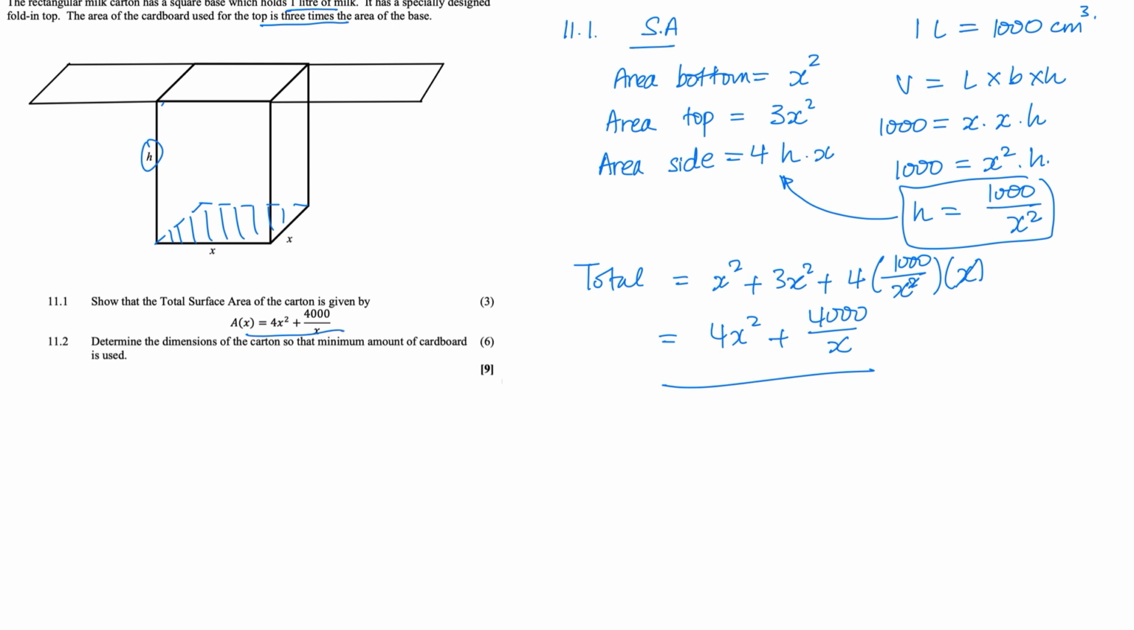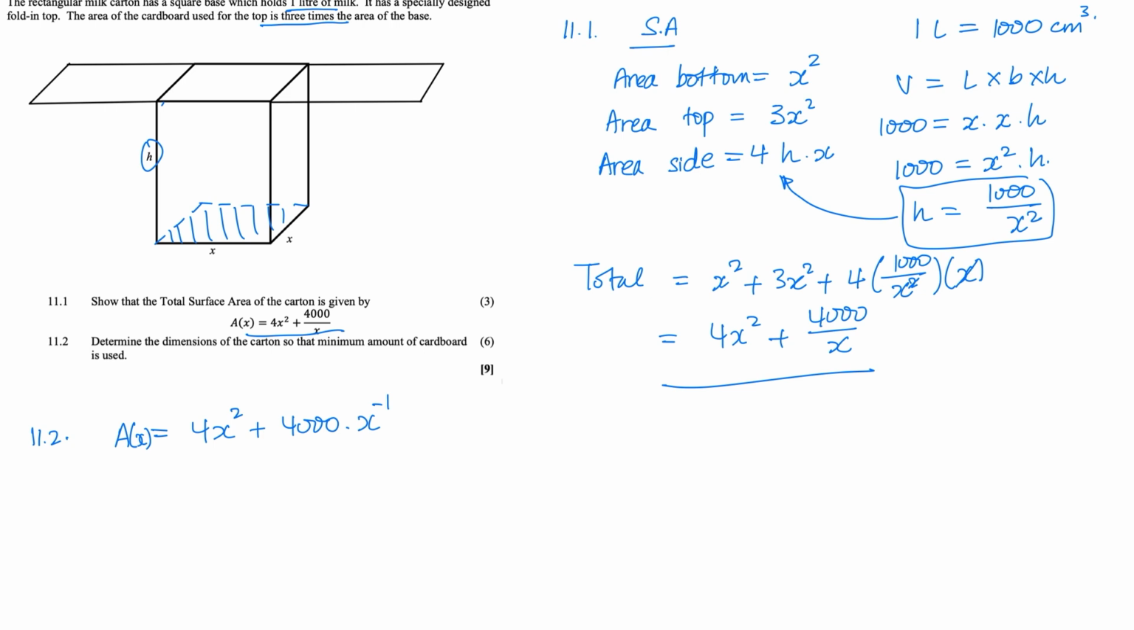Now 11.2. Determine the dimensions of the carton so that the minimum amount of cardboard is used. So we want to do optimization here. We want to work out the minimum. The steps to do optimization are as follows. First, we need to set up the equation such that we have no fractions. So A(x), the area, is going to equal 4x² plus 4,000 times x to the power minus 1.